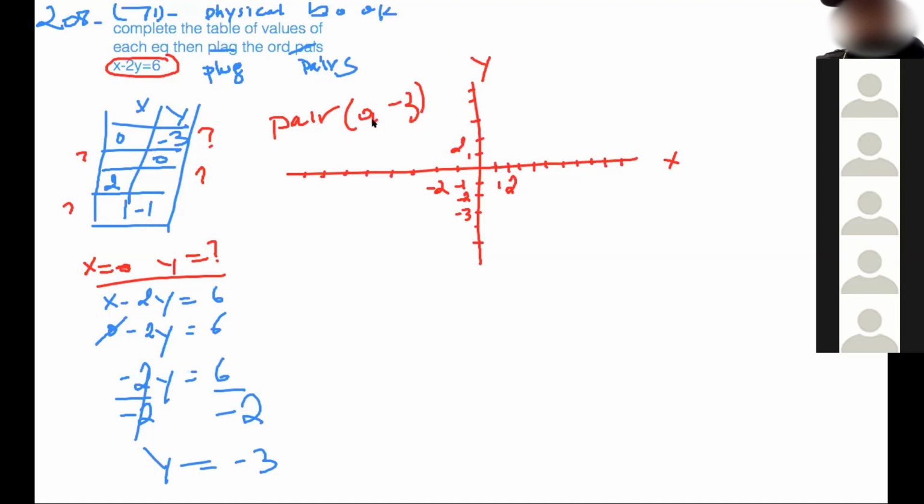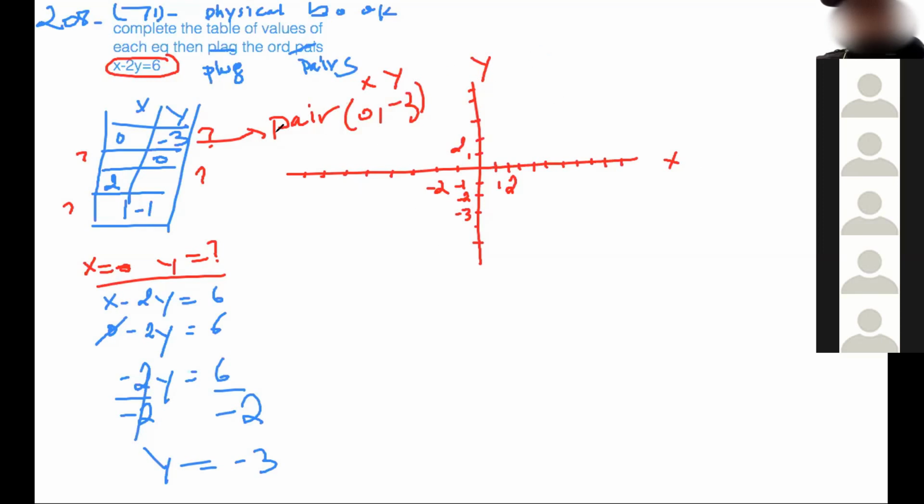Okay, so when you complete a point, it makes a pair of two values, the x and the y. So this is the x, this is the y. We had the x, we had to plug it into the equation in order to find the y. So that pair basically represents a point on a graph.